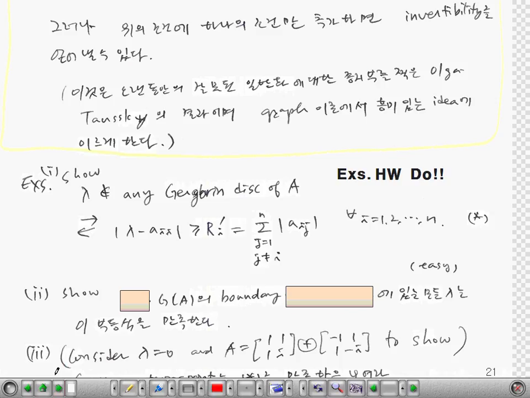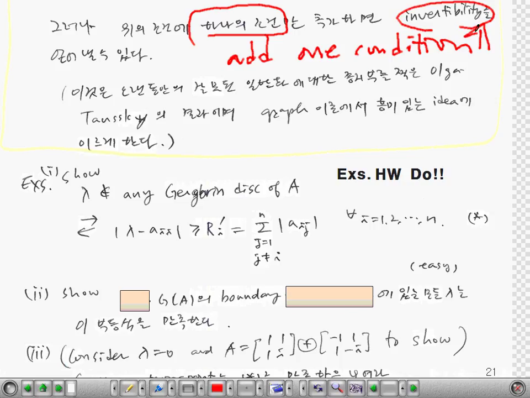But if we add one more condition, then we can have invertibility. There was a lot of research made to find the correct generalization of the Ch6 theorem. And Olga Tausky finalized and concluded that journey of others. Okay. Here are some exercises.